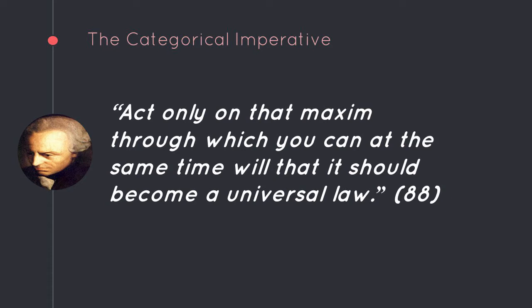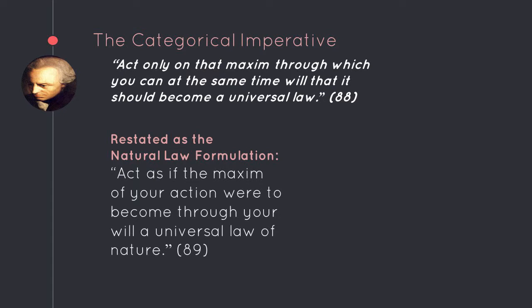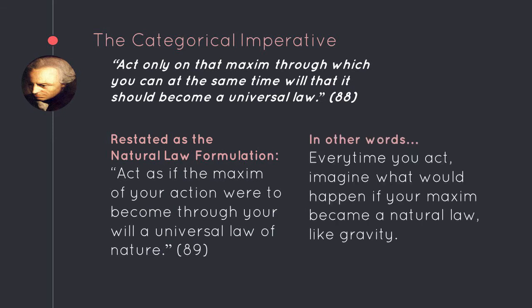But early in Chapter 2, Kant reformulates that into what I'm calling the natural law formulation. The natural law formulation says, act as if the maxim of your action were to become, through your will, a universal law of nature. And so this is just another way of thinking about the categorical imperative, to think of it as demanding that we act as if our maxims were to become natural laws, like gravity or something like that. Every time you act, imagine what would happen if your maxim were to become a natural law like gravity.